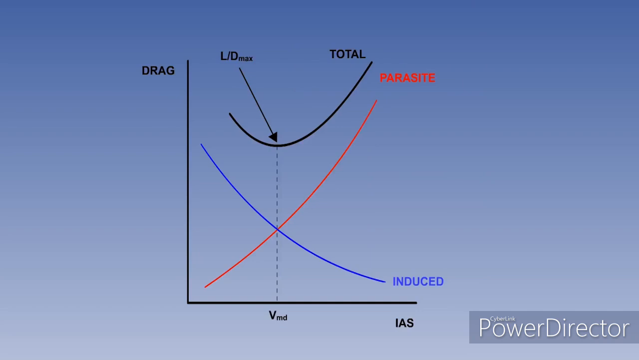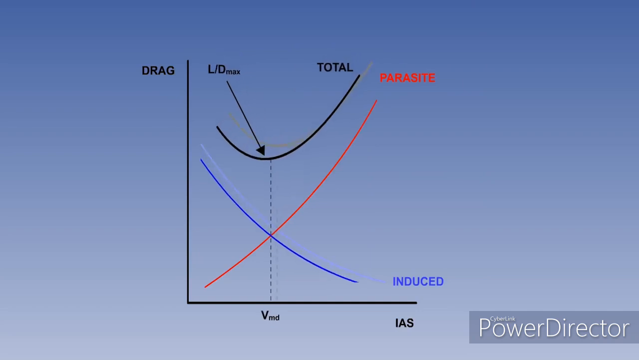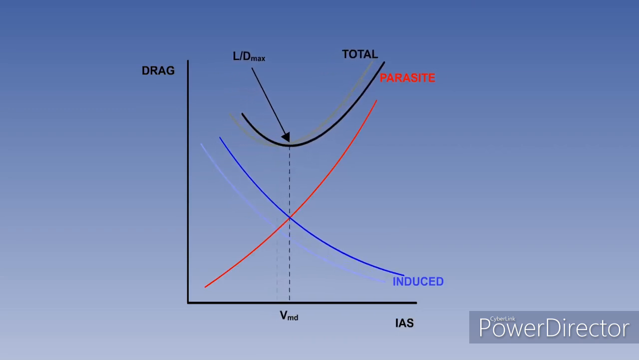As fuel is consumed, gross weight reduces, requiring less lift and reducing induced drag. The effect on total drag is that the curve moves down and to the left, as total drag and VMD are reduced. If the aircraft is operated at a higher weight, the curve moves up and to the right, as a result of the greater induced drag, and VMD occurs at a higher IAS.